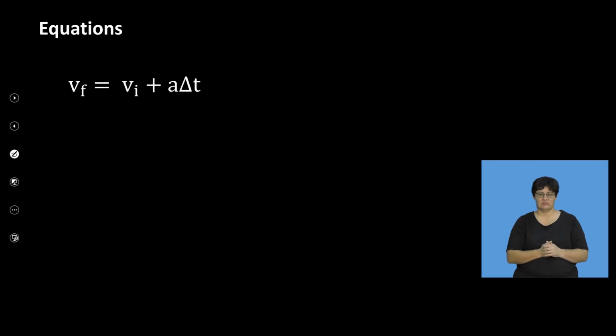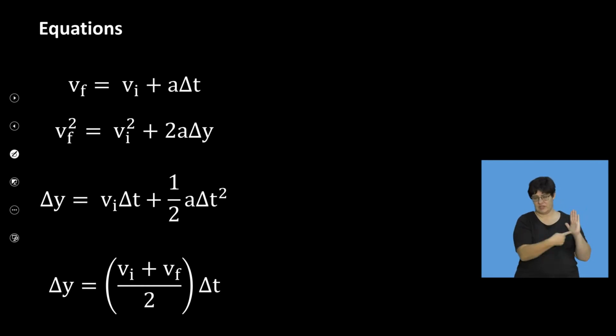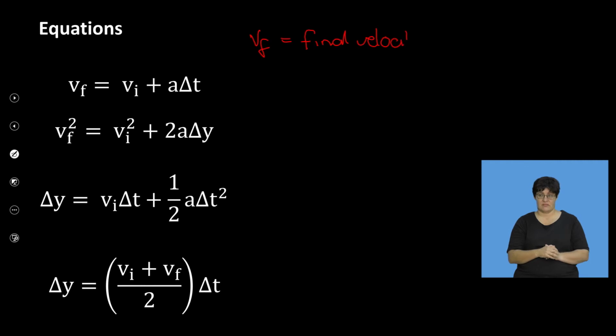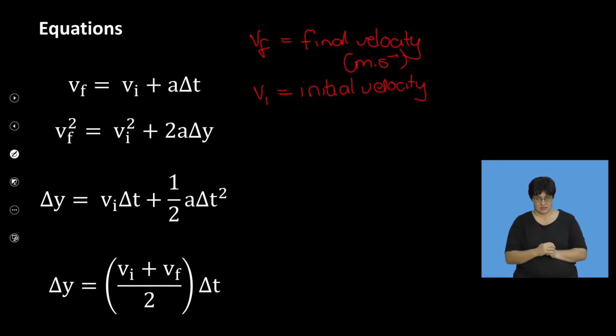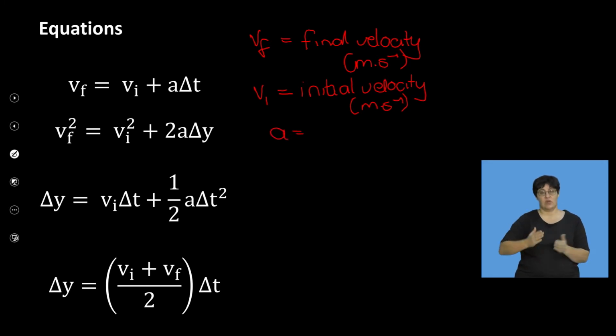Then we get to the equations. You've seen all of these before. Vf is final velocity, measured in meters per second. Vi is initial velocity, also meters per second. Then we've got a. a is acceleration due to gravity. It is always 9.8 meters per second squared down.